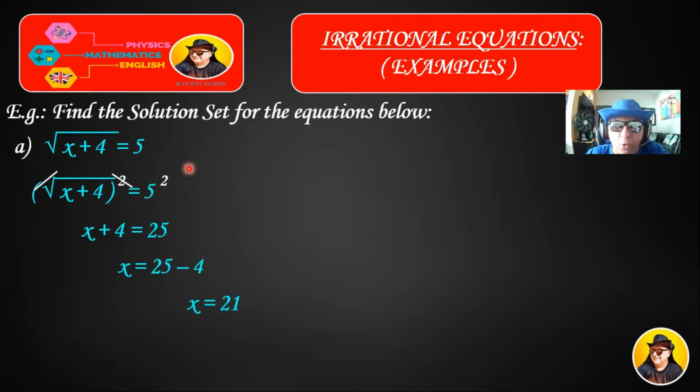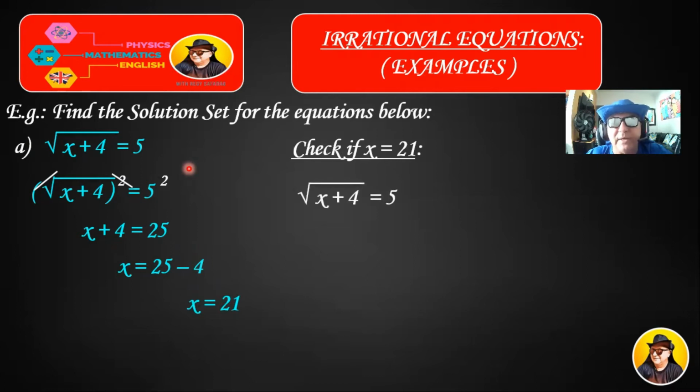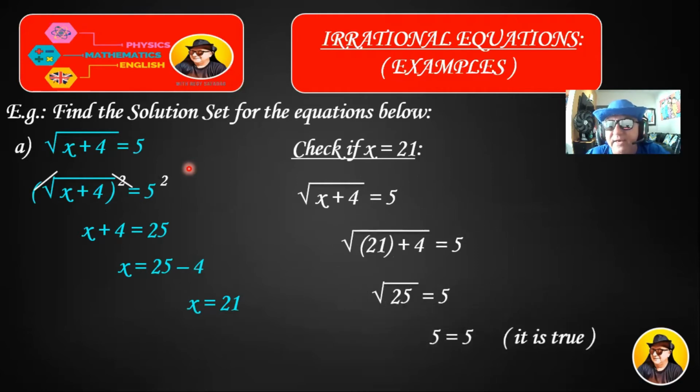All right. Because I don't know if this is a true answer, I'm going to check. So let's check if x is 21. Let's get the question again. The square root of x plus 4 is 5. Now x is supposed to be 21. So let's replace. The square root of 21 plus 4, well, 21 plus 4 is 25. So we have the square root of 25. Okay, and we know that the square root of 25 is 5. So 5 is 5. It is true. And if it is true, really, the solution set is 21.